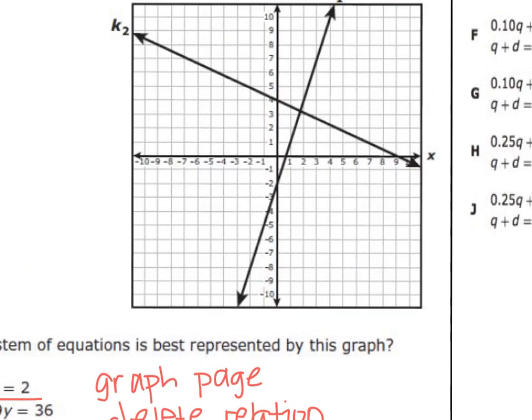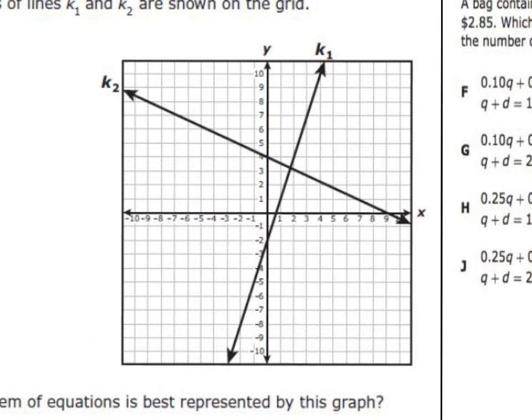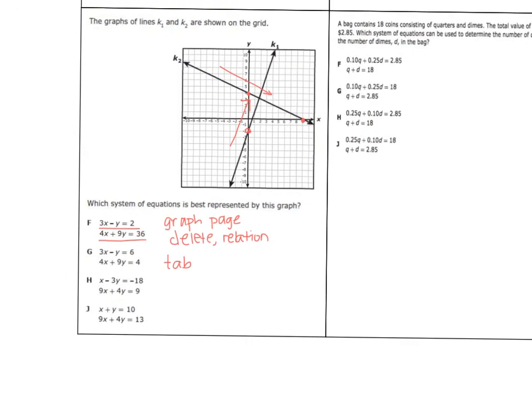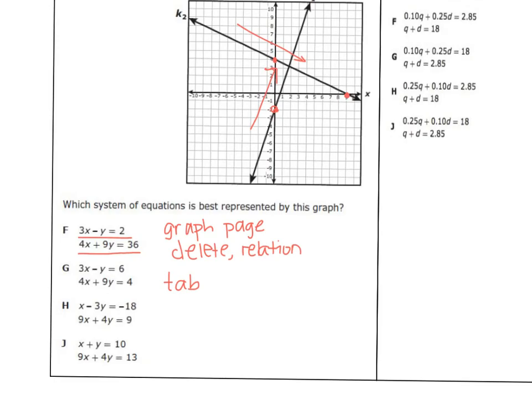After you do that, you're going to go look at this graph to see if it matches. Make sure you're looking for points like the y-intercept. Make sure you're looking for things like the x-intercept. Is this line with a negative slope? Is this line with a positive slope? Until you find your correct answer for this question.